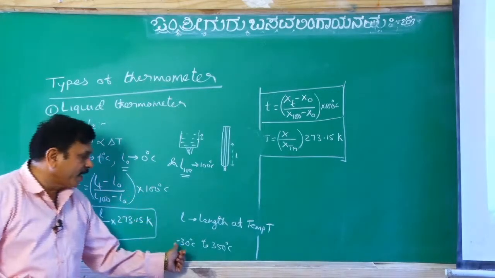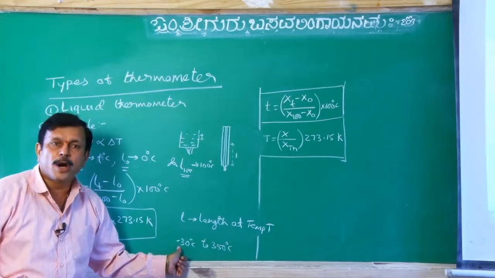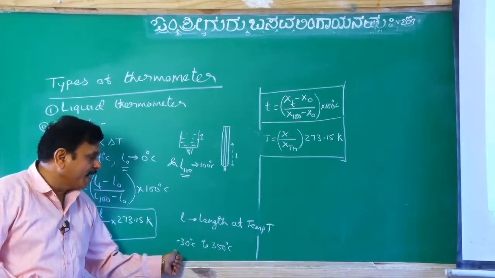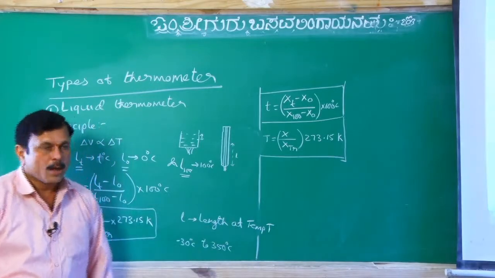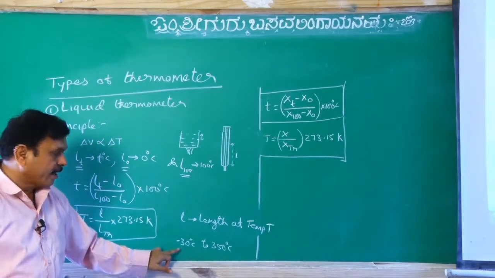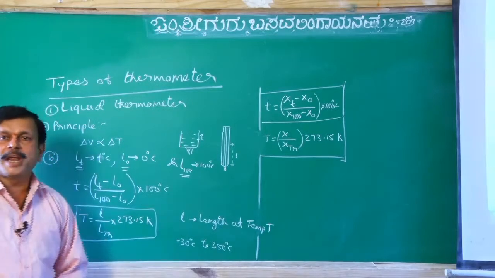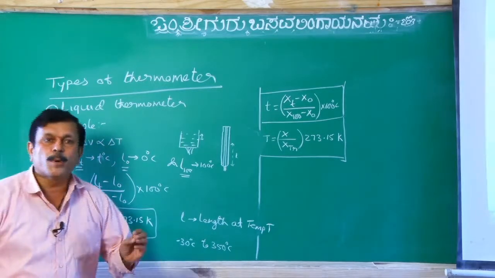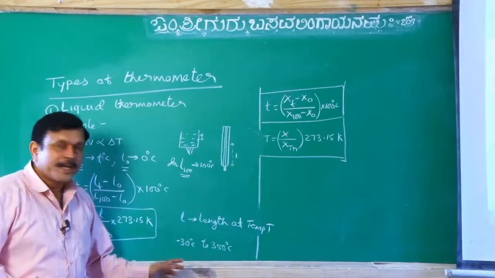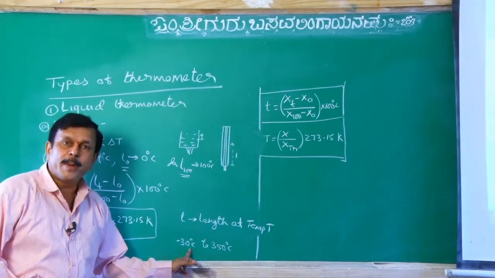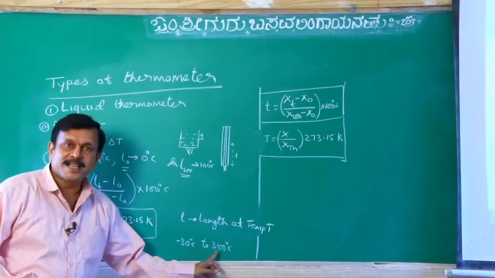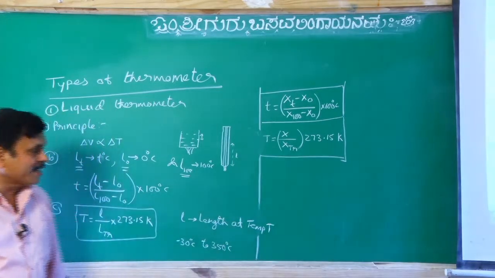In some books you find that this temperature range is given as minus 50 degrees Celsius to 350 degrees Celsius. But actually the freezing point of mercury is minus 38.8 degrees Celsius. Below that it becomes solid. So that's why the lower temperature that can be measured here is minus 30 degrees Celsius, up to 350 degrees Celsius.